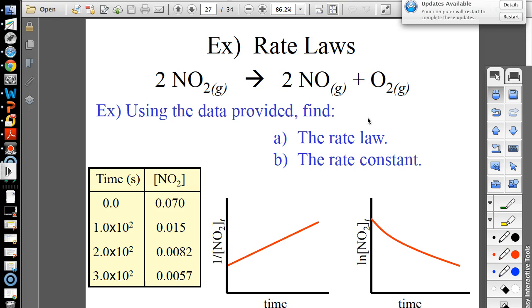They're going to give you a bunch of graphs on your free response, and then you're going to have to look at them. They might give you 3 graphs, and then which one makes a straight line? Is natural log of the concentration making a straight line? No, so it's not first order. And then 1 over it makes a straight line, and that line's going up. This is second order. So this reaction is second order with respect to nitrogen dioxide.